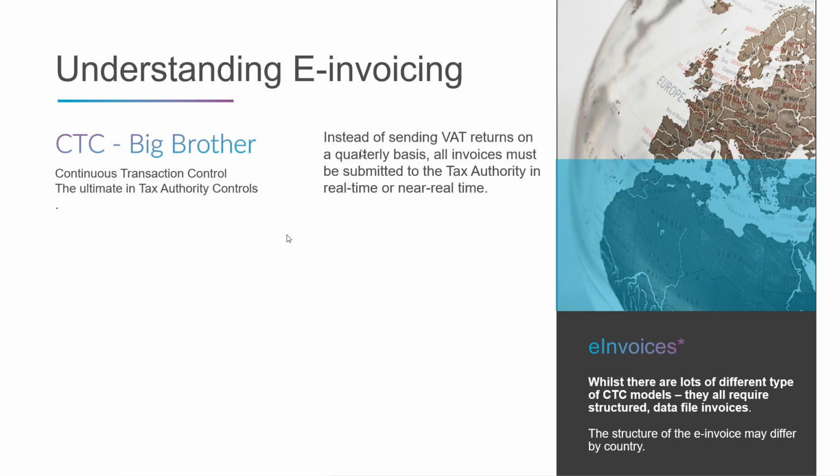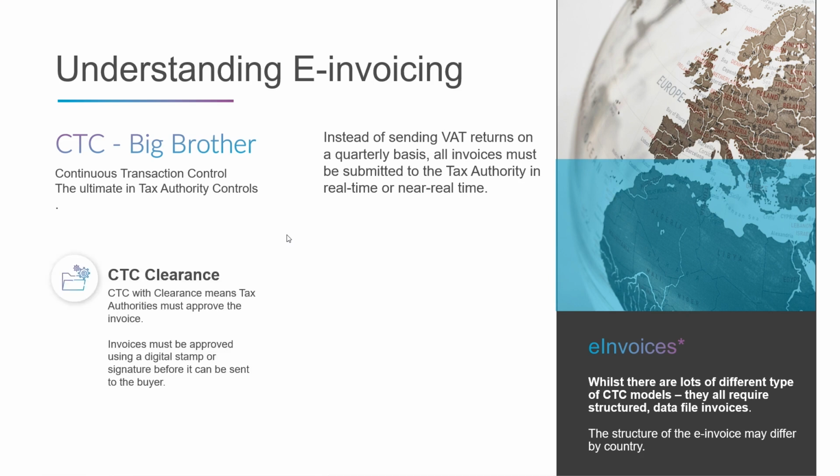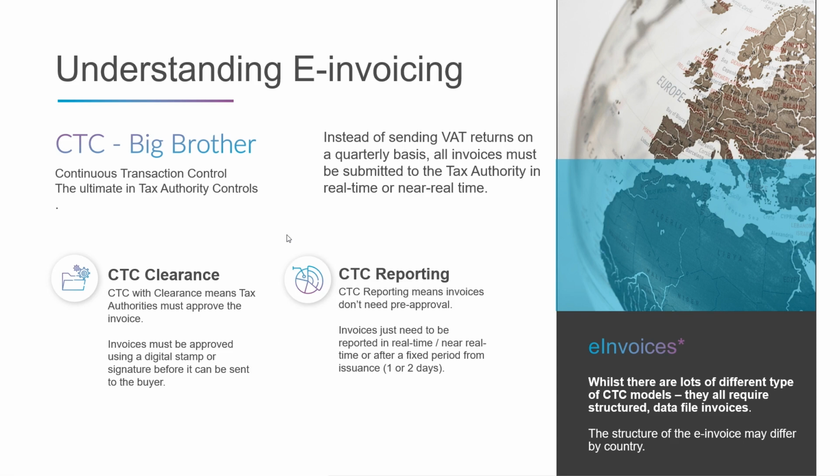There's two main flavors of e-invoicing. One is the CTC clearance, and CTC clearance ultimately means, again, that the tax authority must approve the invoice. So the invoices must be approved using a digital stamp or signature before it can be sent to the buyer. If it's not approved, it will be rejected and sent back to the buyer. CTC reporting means invoices don't need pre-approval. However, it does mean that invoices need to be reported in a real-time or near real-time basis, or if agreed, after a fixed period from issuance, so 1 to 2 days.